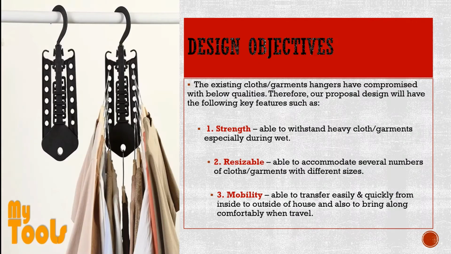Looking at the design objectives for the multipurpose hanger, the existing clothes or garment hangers have compromised on the qualities below. Therefore, our proposed design will have the following key features. Number 1, strength, where it is able to withstand heavy clothes or garments, especially when wet. Number 2, it is resizable. The multipurpose hanger is resizable and able to accommodate several clothes or garments of different sizes.